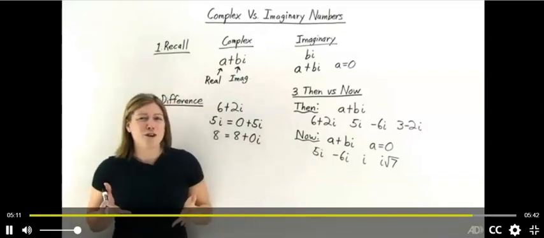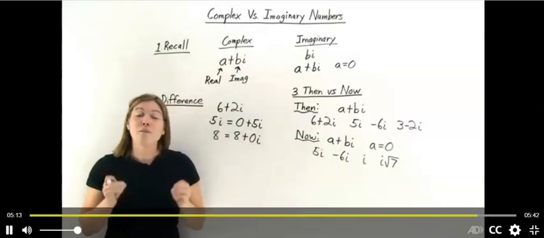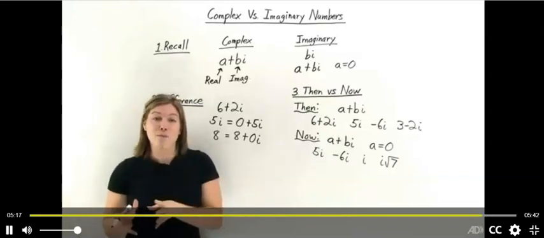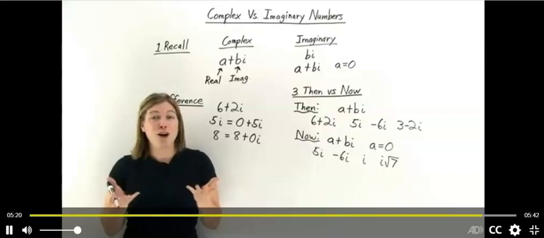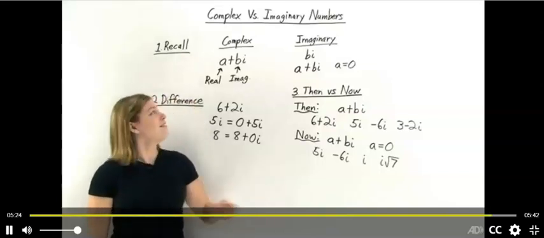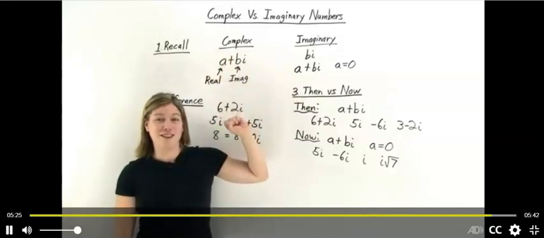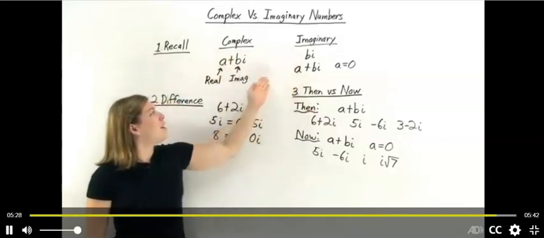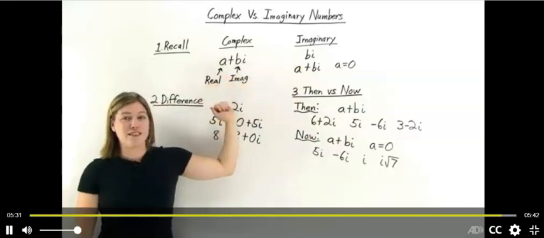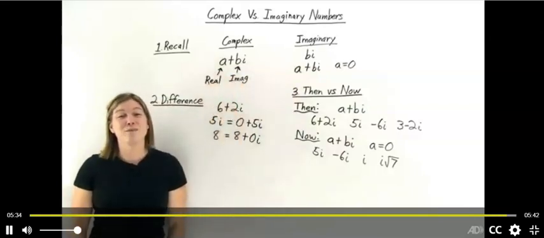Now, if you have a little difficulty remembering the difference, think about the difference between a square and a rectangle. A square is a type of rectangle. It could be called a rectangle, but it's just a specific type of rectangle. Complex and imaginary numbers are the same way. An imaginary number is a type of complex number. It still classifies as a complex number. It's just a specific type.